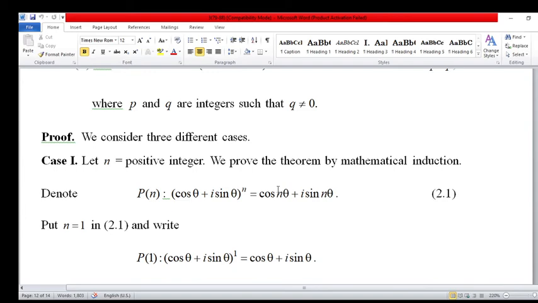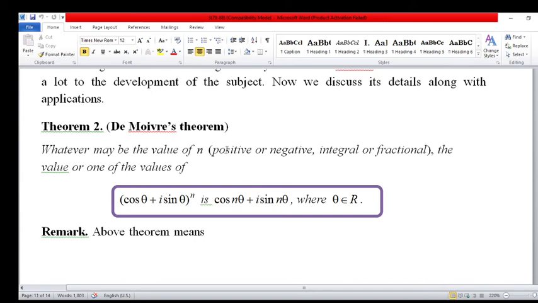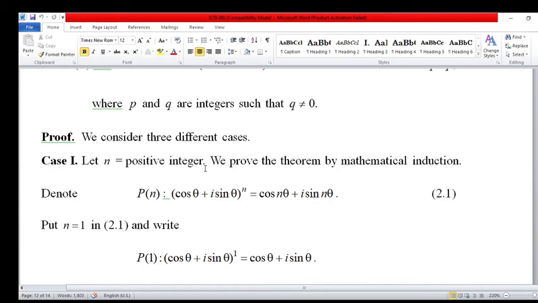Now we take three conditions. First condition, case first: n is positive. This is already given in our statement. n is positive, n is negative, n is integral or fractional or a quotient number. So case first, n is positive. For n positive, this theorem is proved by the mathematical induction method. For mathematical induction, the first condition is n is equal to 1.